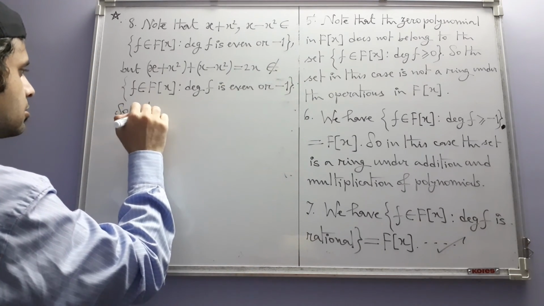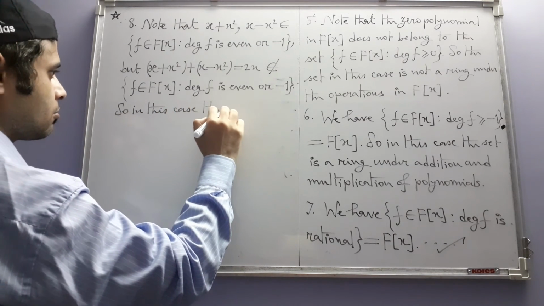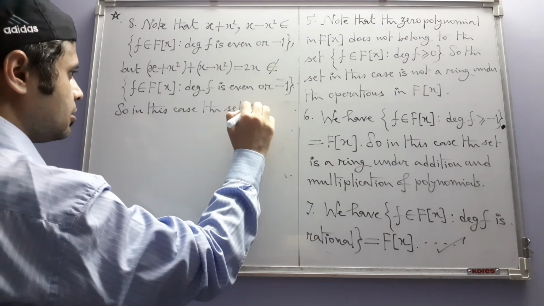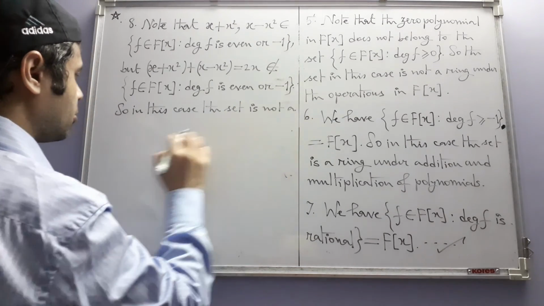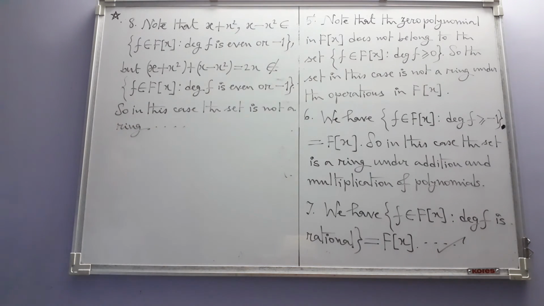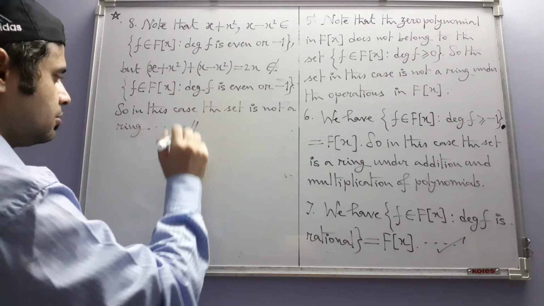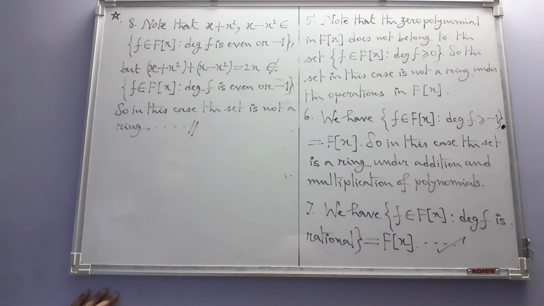So in this case the set is not a ring under the operations in f x. Okay, that part is understood. So these were some sets of the type that you mentioned, which is to be verified whether it's a ring or not under addition and multiplication of polynomials.